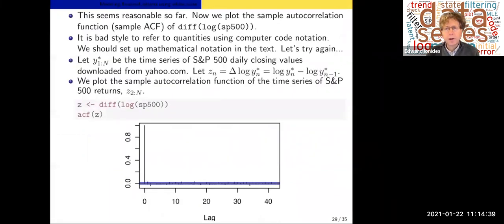Okay, so these plots all seem reasonable as a defense of a random walk with drift model for the S&P 500. The next thing you might want to do to refine that investigation is plot the sample autocorrelation function of these differences to see if they look like white noise as the model predicts.